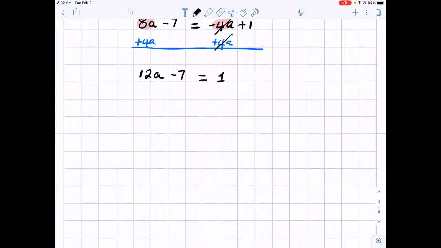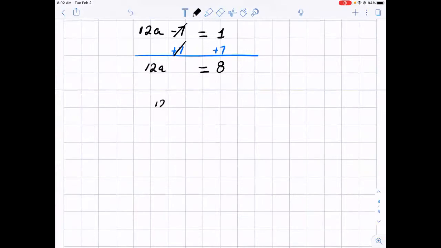Now I'm going to move the 7, so what I'll do is add 7 to both sides, because I'm crossing that equal sign. So what do we have left? We have 12a minus 7 plus 7 becomes 0, as we say cancel out, and 1 plus 7 becomes 8. Now we have 12a is equal to 8.